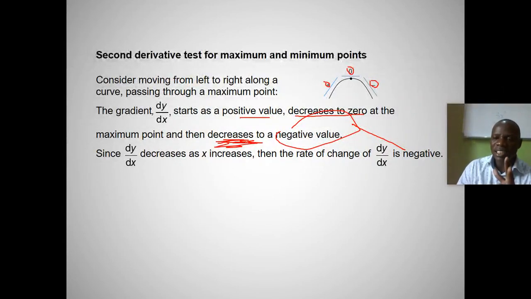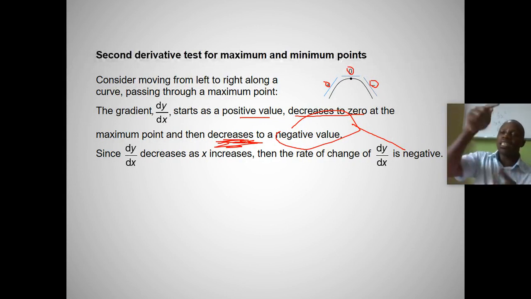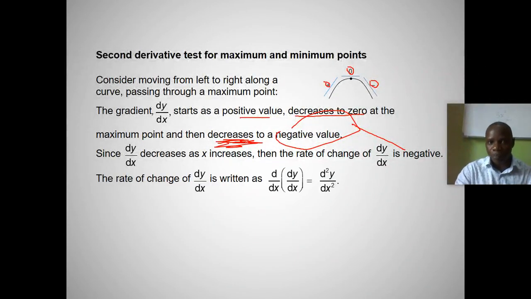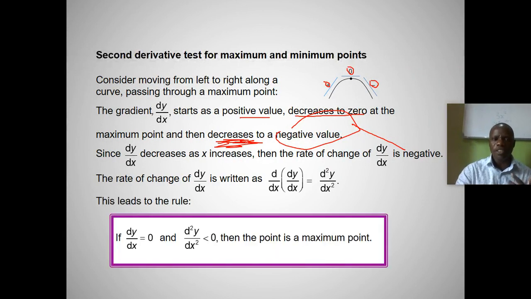If dy dx is decreasing, to check dy dx, we do dy dx on dy dx. So we are differentiating twice. All the explanation here just means, can you do dy dx on the first dy dx? So it becomes the second derivative. Then now the second derivative will perform like this.